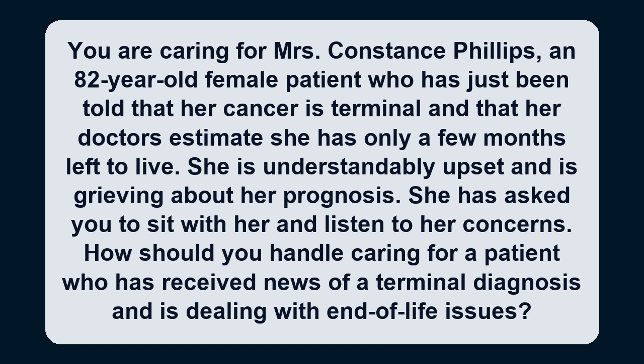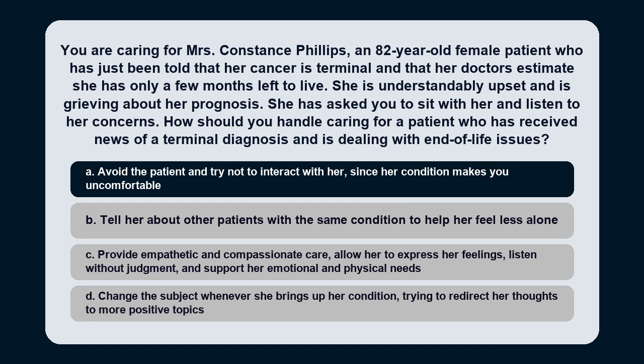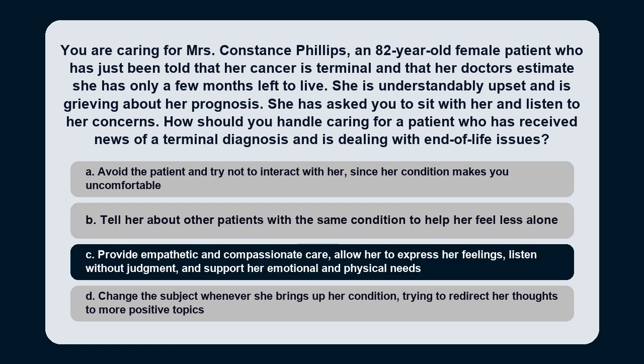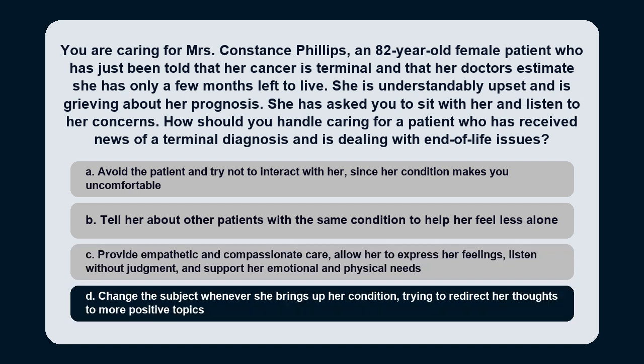Option A. Avoid the patient and try not to interact with her, since her condition makes you uncomfortable. Option B. Tell her about other patients with the same condition to help her feel less alone. Option C. Provide empathetic and compassionate care, allow her to express her feelings, listen without judgment, and support her emotional and physical needs. Option D. Change the subject whenever she brings up her condition, trying to redirect her thoughts to more positive topics.